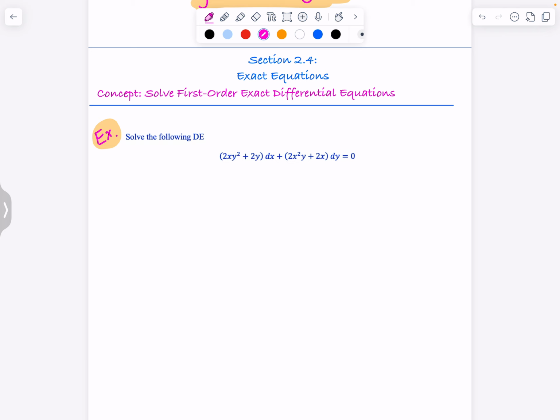First things first, when I see this and I have the 0 over here, my first thought is, is it exact? If it's exact, then it's going to be an easier process. So I'm going to write down my M of x,y, and that equals 2xy squared plus 2y. And then I also have N of x,y, and N is going to be 2x squared y plus 2x.